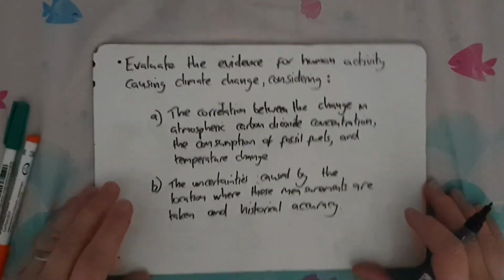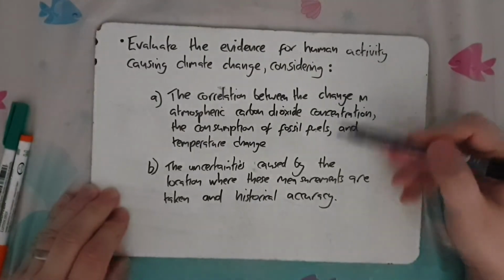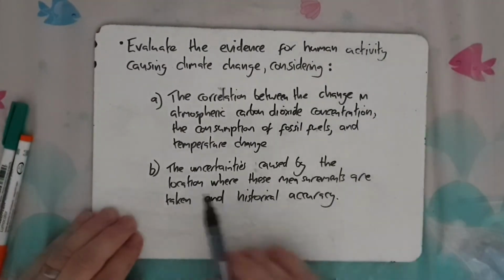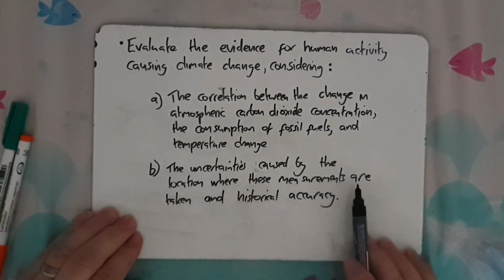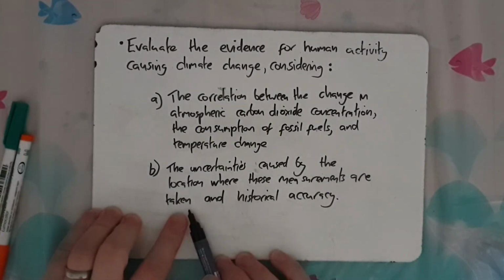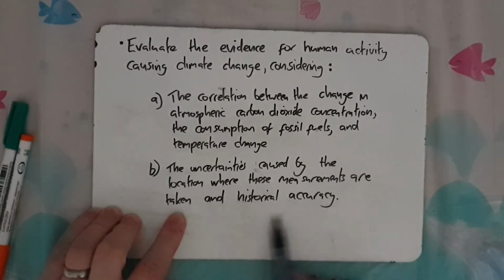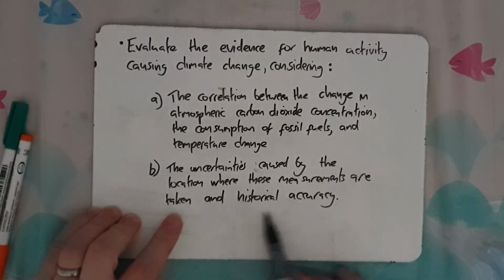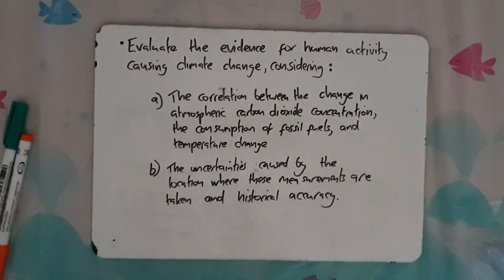So go back to this before I get rid of this one. The first one we looked at was the correlation of those three graphs, right? Second one, the uncertainties caused by the location where these are taken, because there's not as many data points, because they were only done in a few locations. And how accurate were they? Well, it depends because of the difference in the equipment they were using.